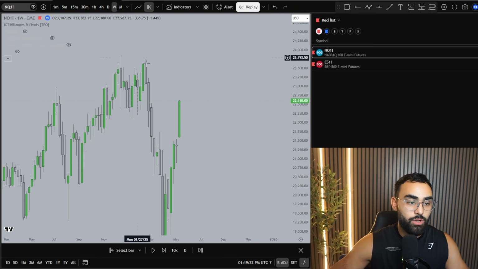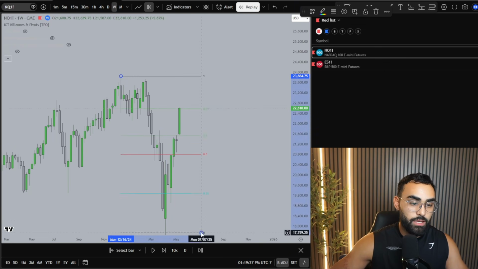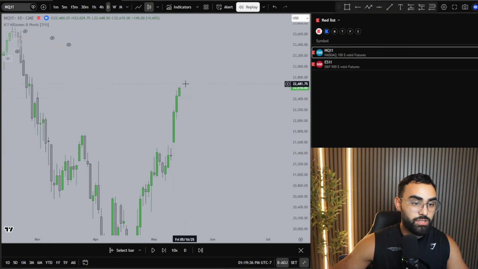One thing I'm noting is that we are in premium of the range. So if we take swing high to swing low on the higher time frames, right? We are in premium of the range. So that's one thing to consider. But considering everything else, we're bullish on the monthly, weekly, daily. We just took out prior day high.